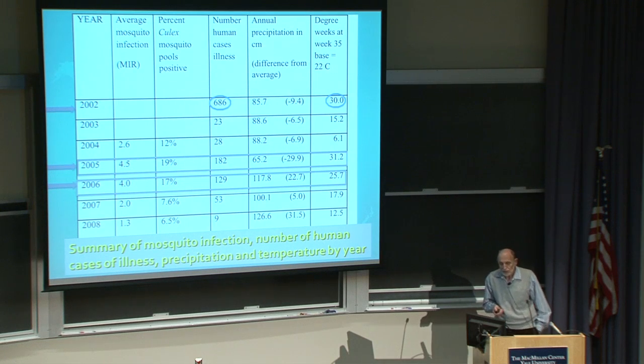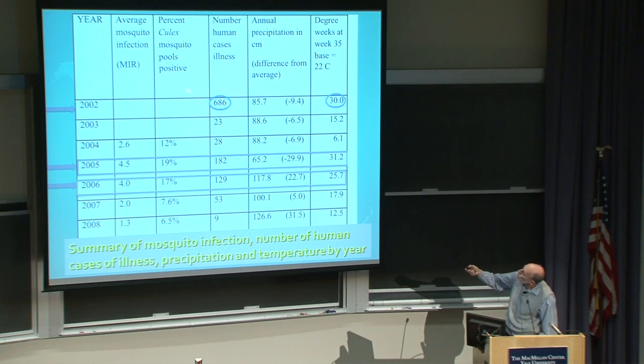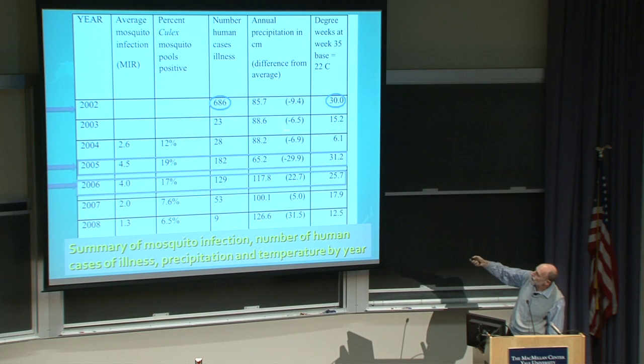So what we found out about mosquito infection, and this is the data showing that in 2002, we had a relatively high number of human cases, and the degree week at week 35, which I think is mid-August, was also relatively high. Again, it was higher also in 2005, 2006, compared to the years for which mean infection rate and number of human cases was relatively low.